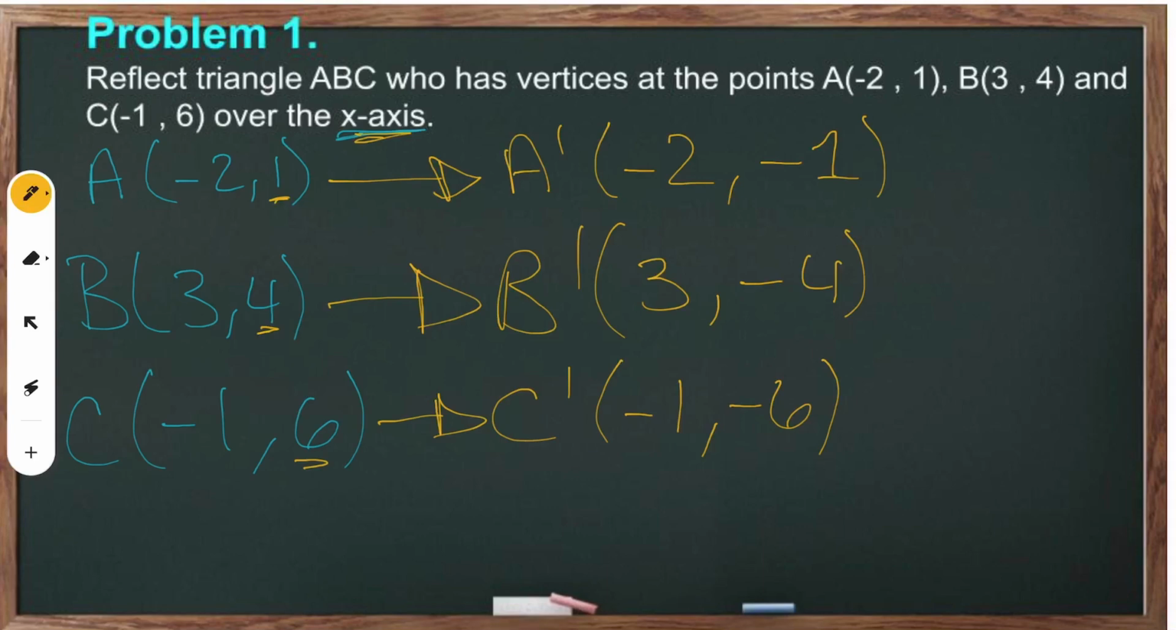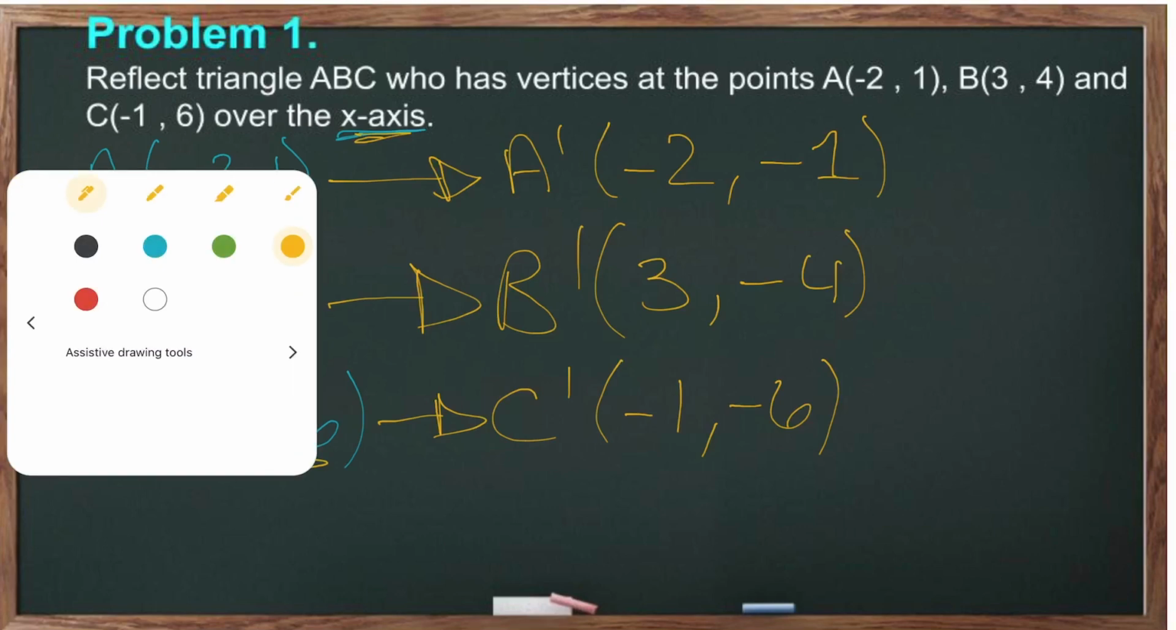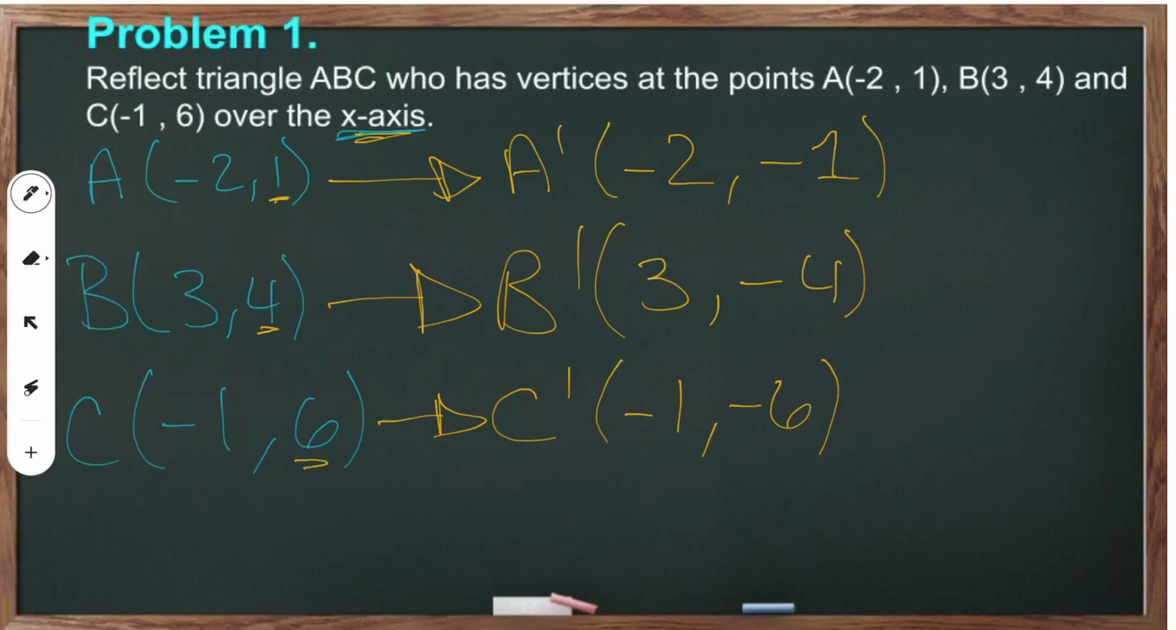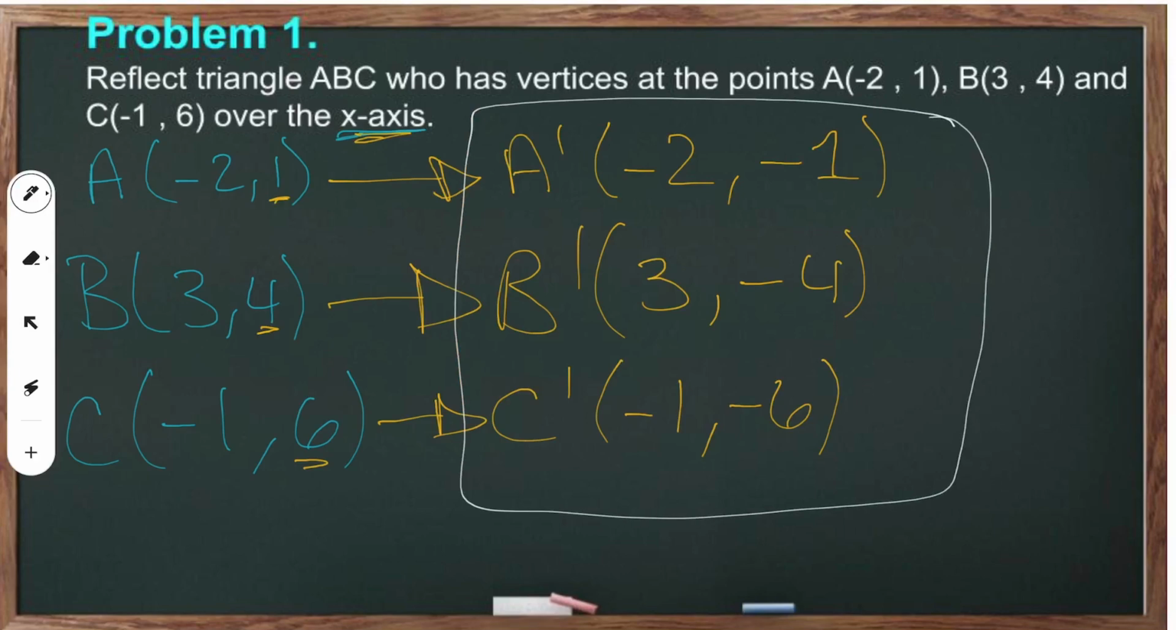The last step we have to do is to identify our points on our image. I already have it here. A prime is the point -2, -1. B prime is 3, -4. And C prime is -1, -6.